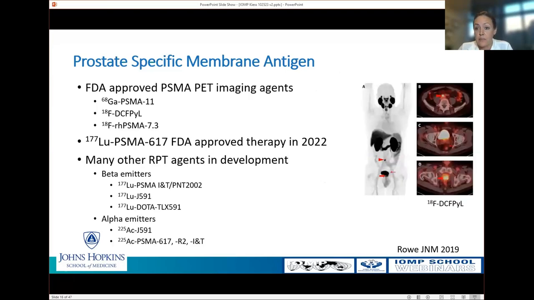There are multiple FDA-approved PSMA PET imaging agents, including gallium PSMA-11, F18 DCF-PYL, which was invented by Martin Pomper at Johns Hopkins, and F18 RH-PSMA. The only currently FDA-approved therapy is lutetium PSMA-617, which was approved last year, but there are many other radiopharmaceutical therapy agents in development, and this is just a very partial list of those that are in advanced clinical trials, including beta emitters, alpha emitters, small molecules, and antibodies.